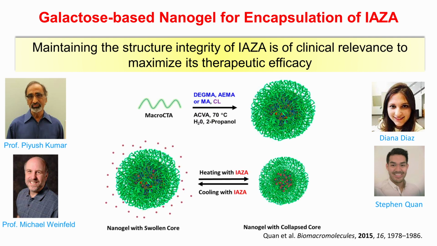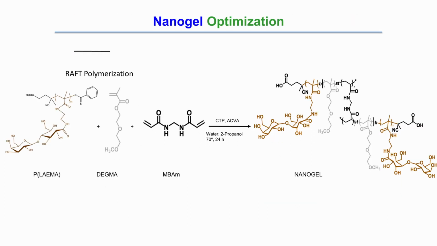So basically, this is what we did. We make this nanoparticle. The green part is sugar chains, and we encapsulate the drug. Like I said before, the core of the nanogel is temperature responsive. At body temperature, it is collapsed, and at low temperature, it is swollen and becomes more hydrophilic. So this is the structure of the nanogel.